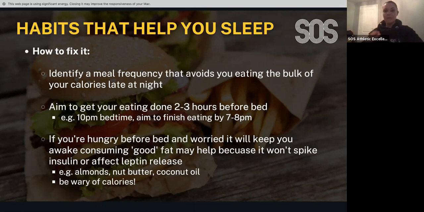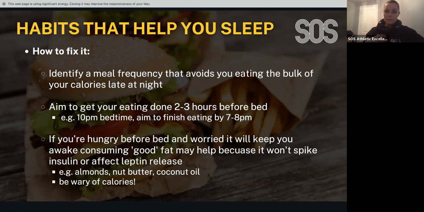So like 6, 7 o'clock, I'll have my dinner, and I start winding down then about 9 o'clock. So just try and create a meal frequency that avoids you eating the bulkier calories right before you go to bed, basically. So try and get your eating done 2 or 3 hours before. So if you're trying to go to bed at 10, try and get your eating done somewhere between 7 and 8.